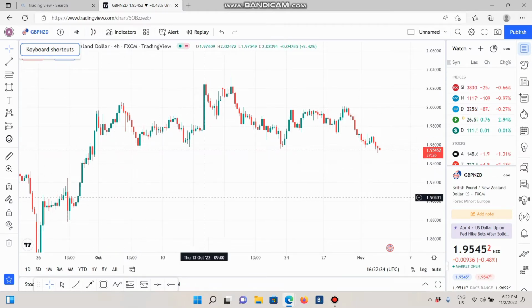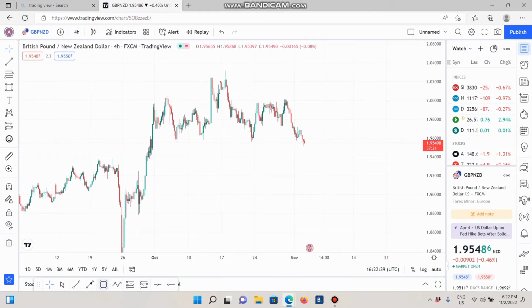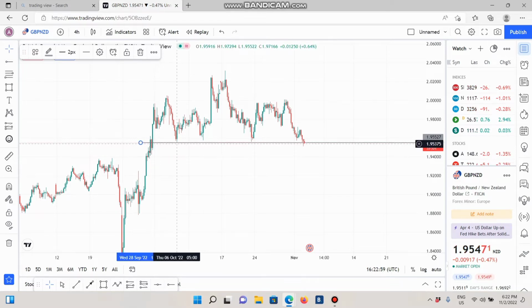So yeah, let's start. If I zoom out a little bit, you can see that this level here has been respected a lot. So if I start from this point over here, going to the upper side up until here, you can see I have many touches right over here. So if I put it like this, you can see that I have first touch, second touch, and this is a third touch. So if we are going to use a zone, this will be another touch put into the other side, and you're seeing this touch right over here.